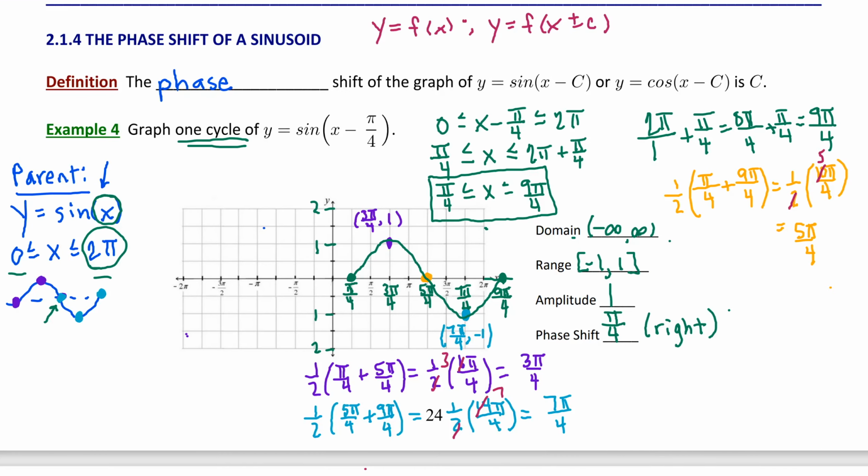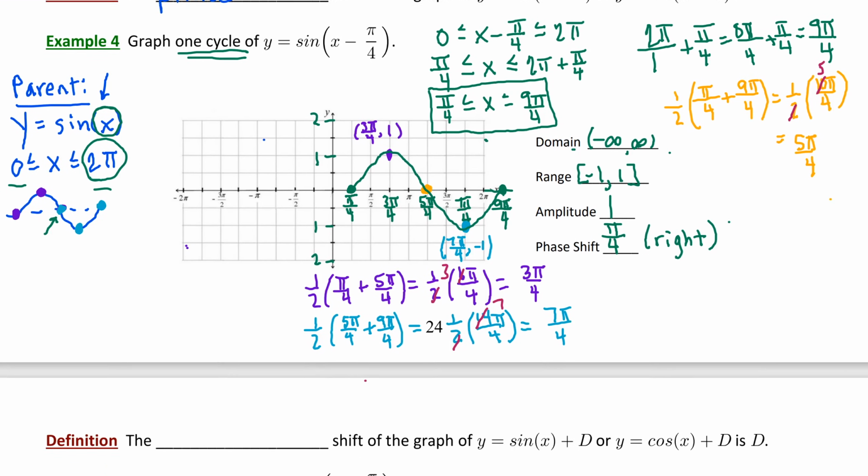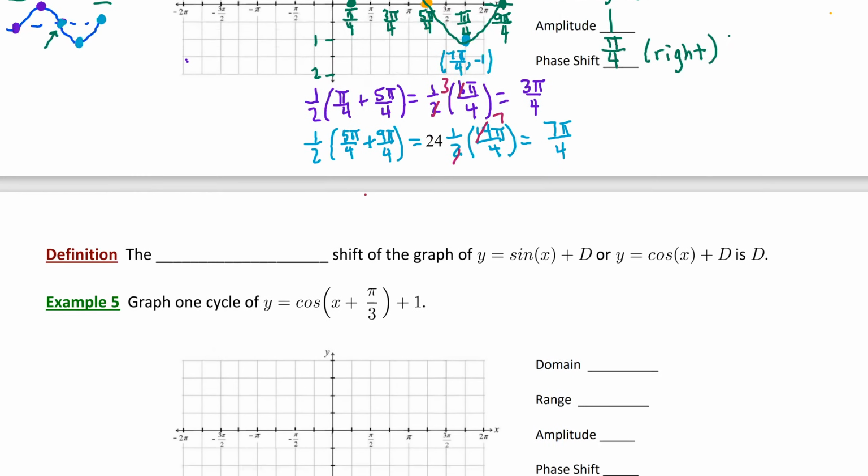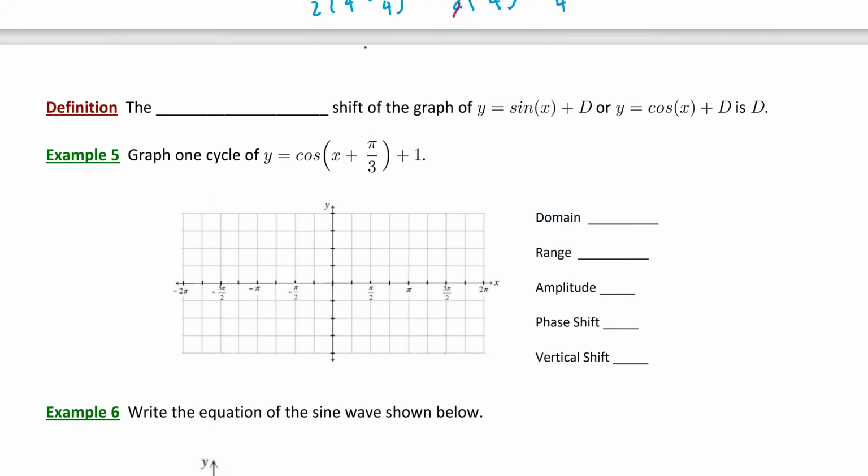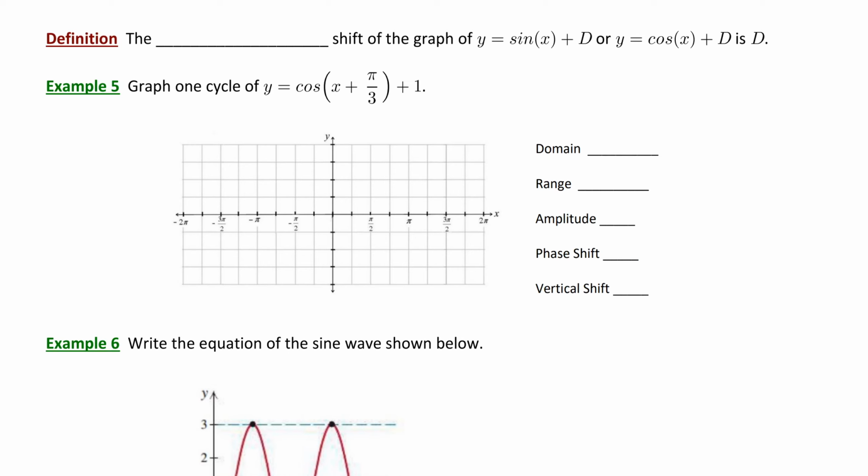Anytime you graph a trig function, it's important to have your axes labeled, and for sine and cosine, you identify all 5 key points. In addition to a horizontal transformation, you learned vertical transformations in college algebra. We can execute that on the graph of a sinusoid as well. No fancy name here, it's just called a vertical shift. The vertical shift of the graph of sine of x plus d or cosine of x plus d is d.